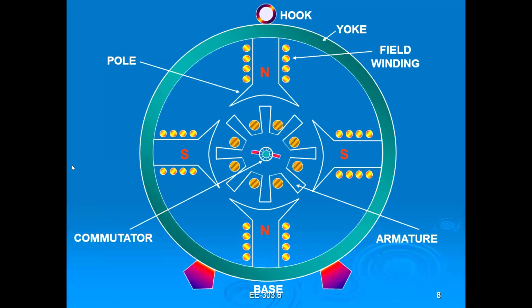So clear: yoke, field winding, pole, armature, commutator. Is it clear? The parts are clear? Yes, sir. So I'm saying how it is converting. So what is the working going on here? The magnetic field.